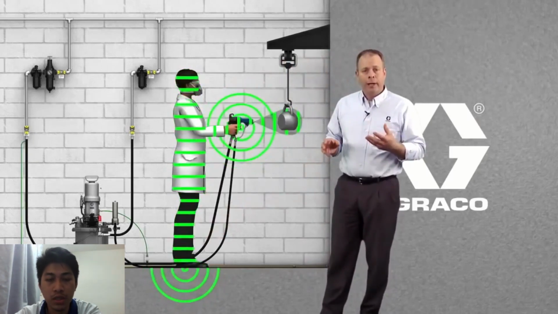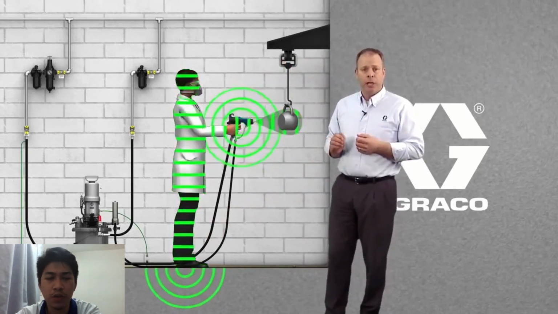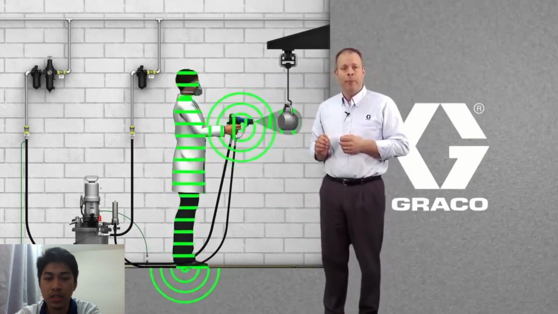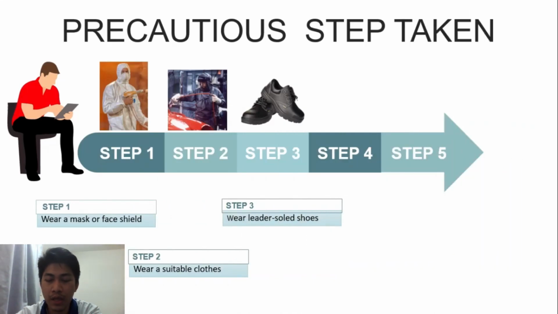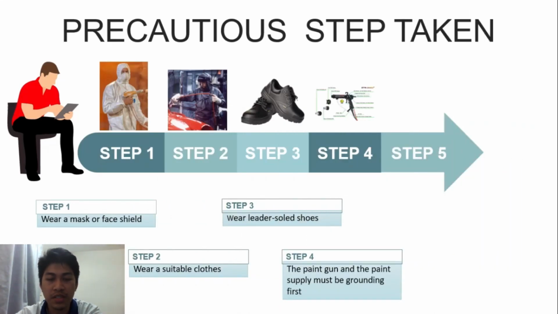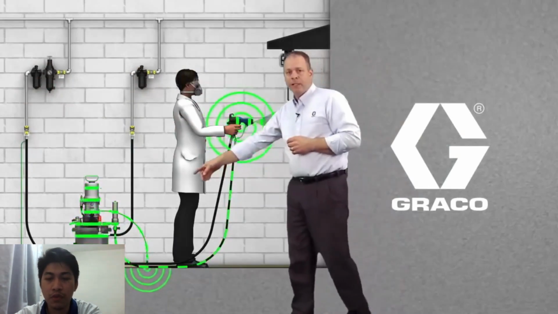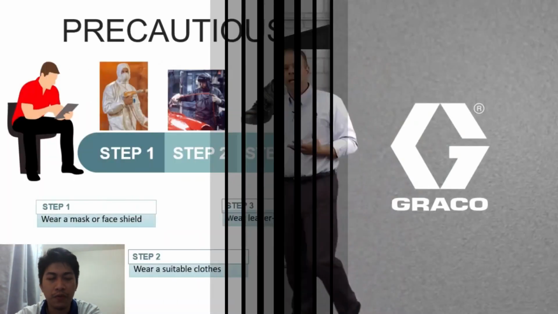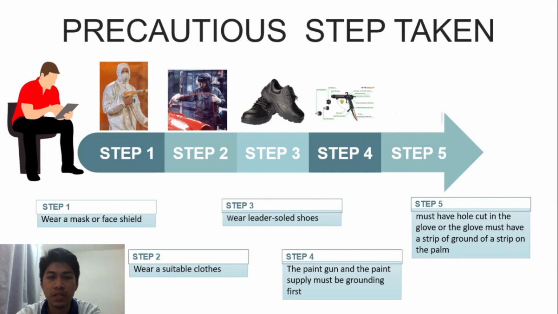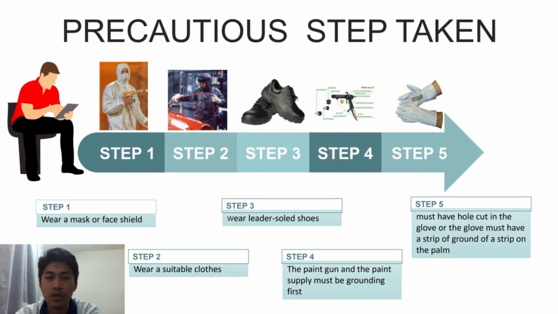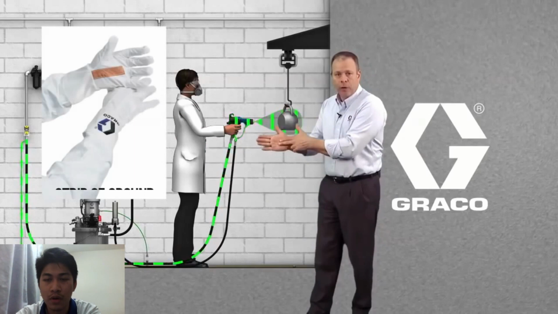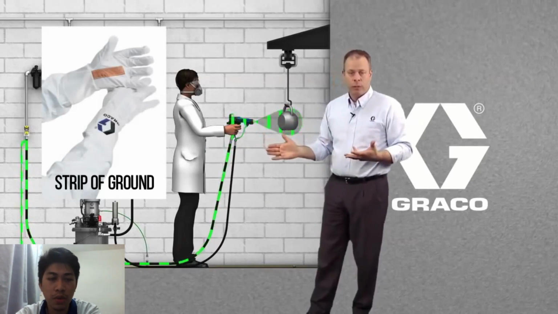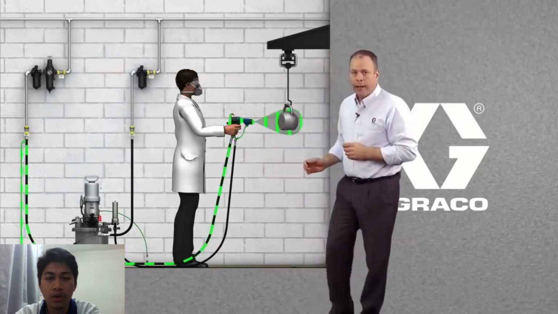When the operator is not grounded, the operator has the potential to have a charge opposite to the paint charge, which makes the charge of the paint move and land on the operator. Fourth, the paint gun and the paint supply must be grounded before starting the painting. And fifth, if you want to wear a glove, you must have a hole cut in the glove so that you can have physical contact with the grounded spray gun, or the glove must have a strip of ground on the palm. It is just to make sure that your whole body is grounded.